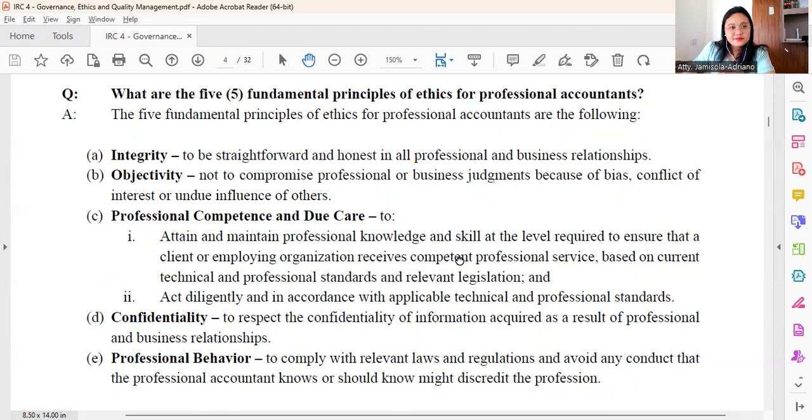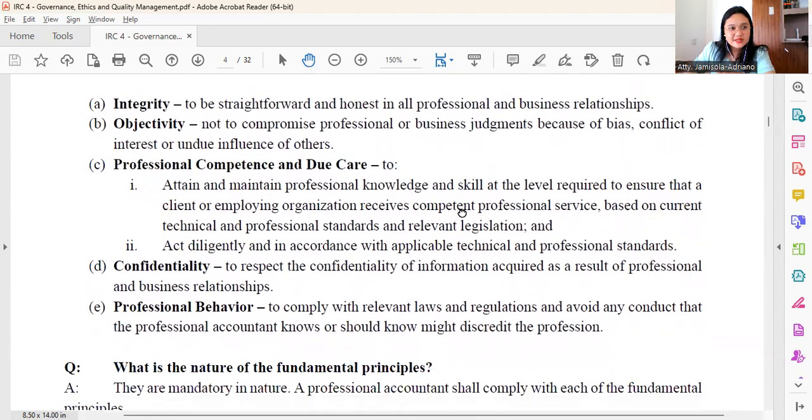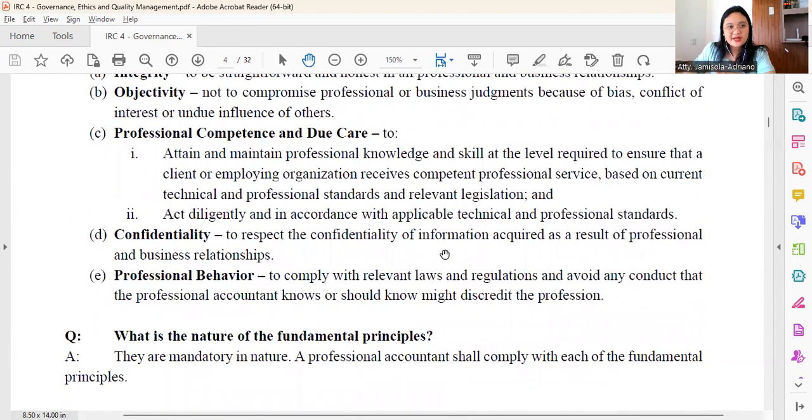Then another fundamental principle of ethics is professional competence and due care. This is our responsibility as professional accountants to attain and maintain. So attain first, and then once you have attained professional knowledge and skill, you should be able to maintain it. So attain, then maintain, professional knowledge and skill at the level required to ensure that a client or employing organization receives competent professional service based on current technical and professional standards and relevant legislation.